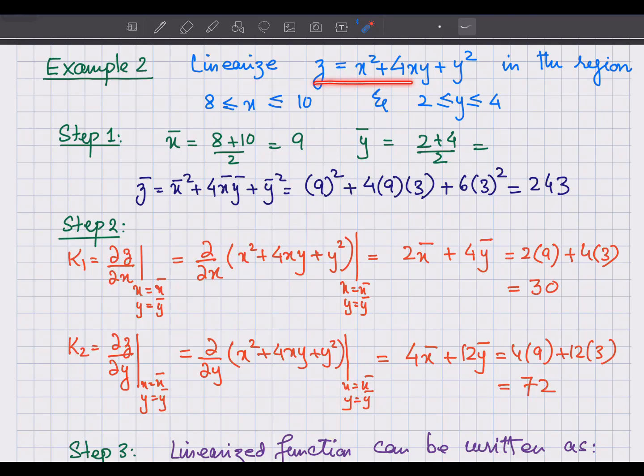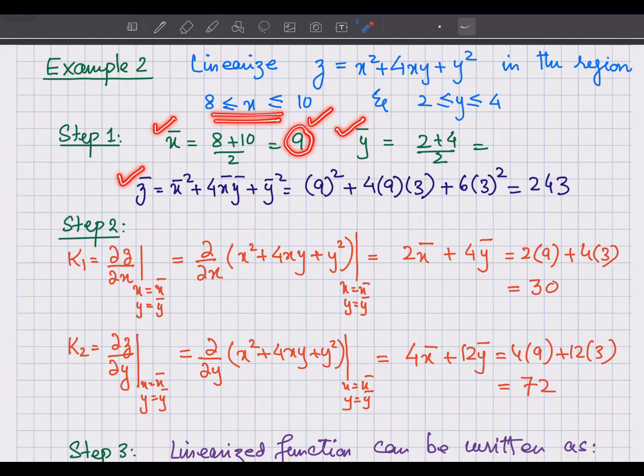Z is equal to x square plus 4xy plus y square. This is our nonlinear function and we want to linearize it in this range. X is varying from 8 to 10 and y is varying from 2 to 4. So first of all, calculating x bar, y bar and z bar. X bar is the average of this range, (8 plus 10) by 2, which is 9.